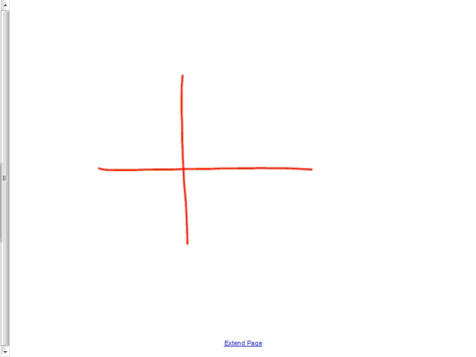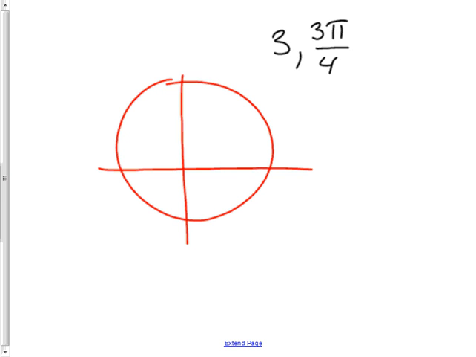If you would please draw me a big bullseye and tell me where would 3 comma 3 pi over 4 be? I hope you remember that's a radius, an r, and a theta. A radius and an angle. Just to make sure you are putting that in the right spot, would you turn it my way? I'll tell you if you're doing it right or not.